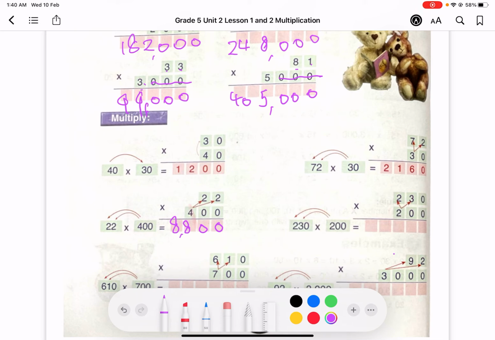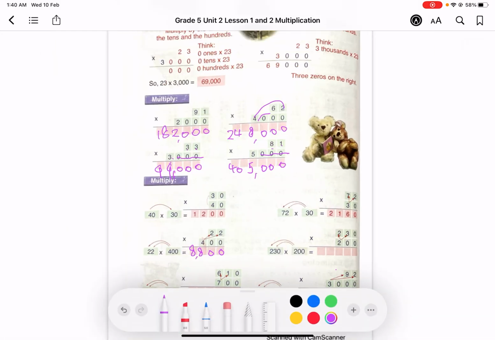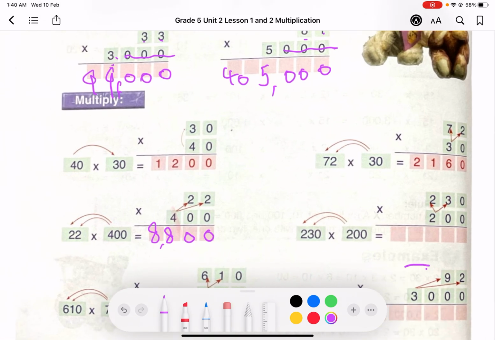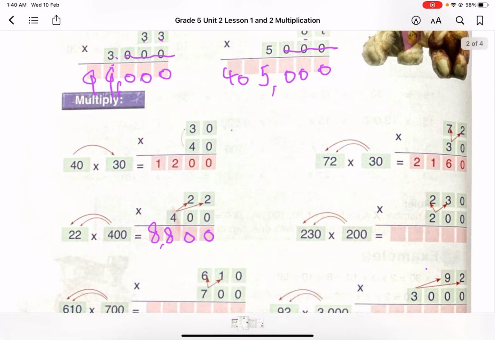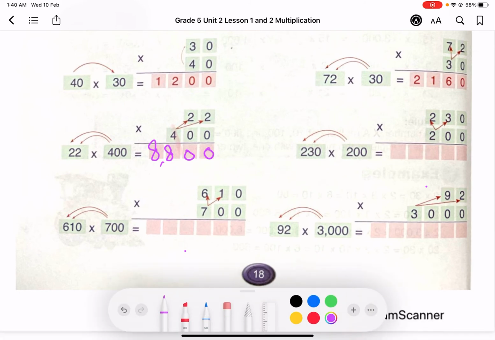Now this one here. How many zeros are we going to drop? 1, 2, 3. So you should start with the zeros. Drop 3 zeros because I have 1 here and 2 here. Then 2 by 3, 6, and 2 by 2, 4. What is the answer? It's 46,000.